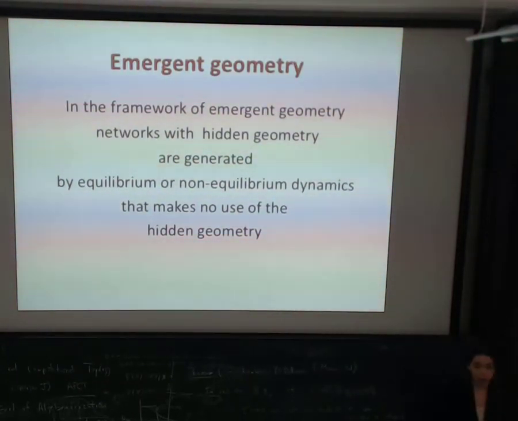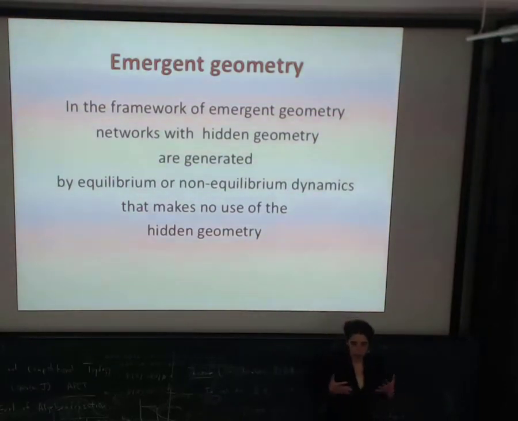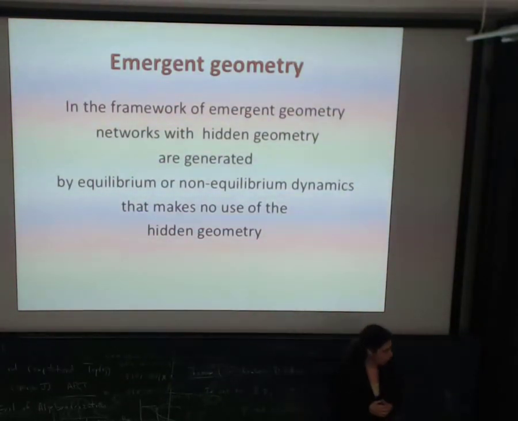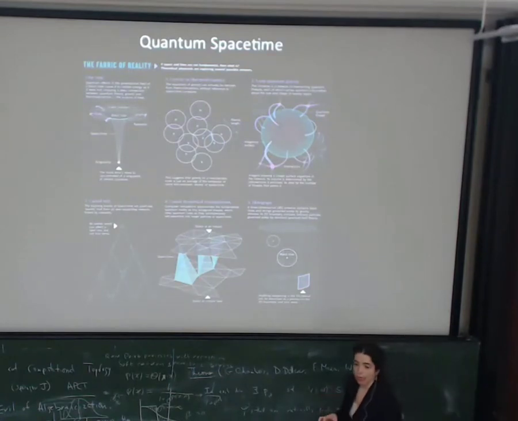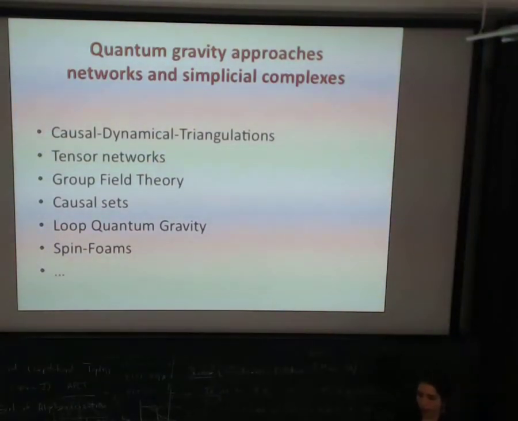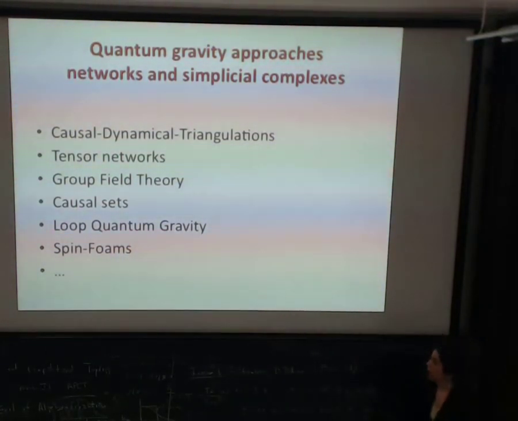And this is an idea which is relevant for a variety of applications, because this idea of hidden geometry is, for the internet, there is no real embedding space of the routers, but actually it is an idea that is borrowed from the field of quantum gravity, where this is a problem at the heart of the field, in which you want to explain how the fabric of space-time emerges. And several approaches to quantum gravity use a discretization of space-time, and these include causal dynamical triangulation, tensor networks, quantum field theory, quantum group field theory, causal sets, and so on.